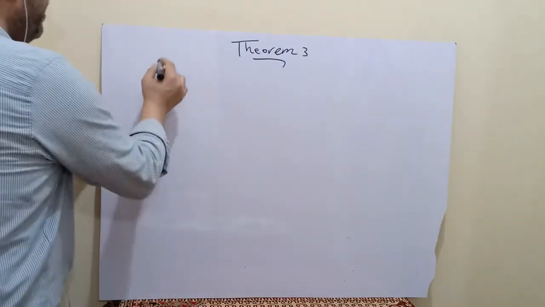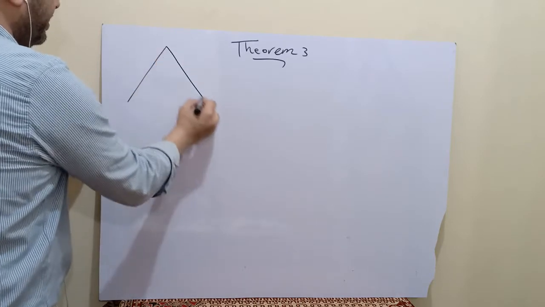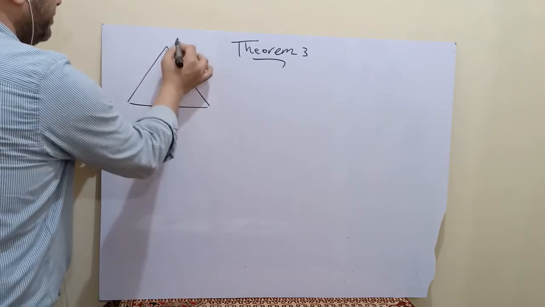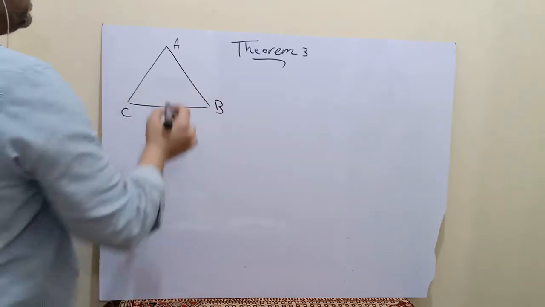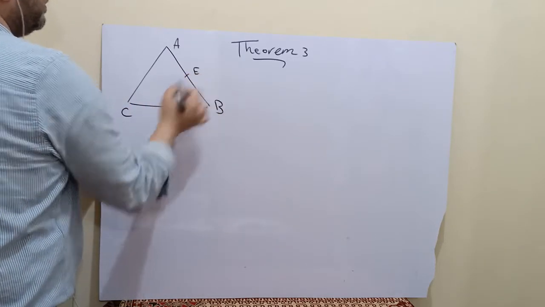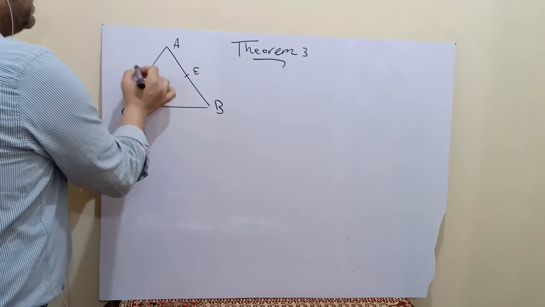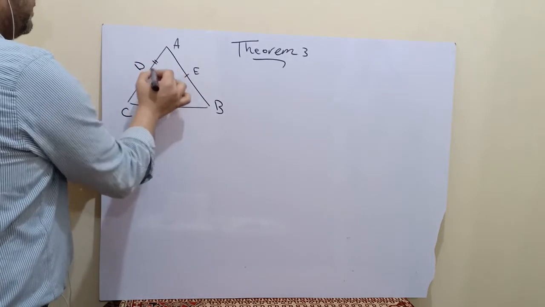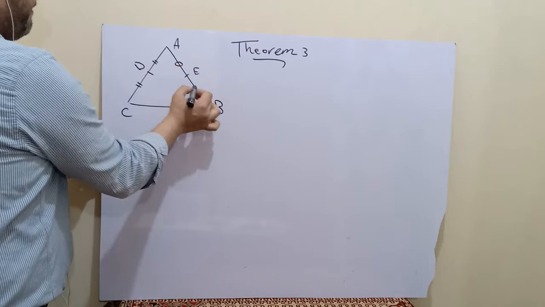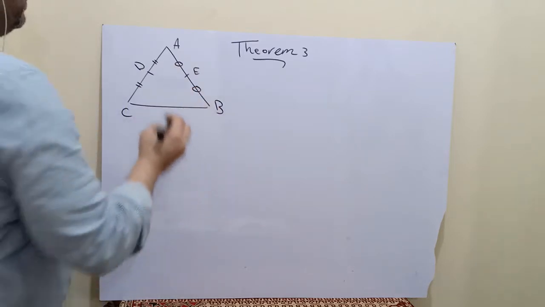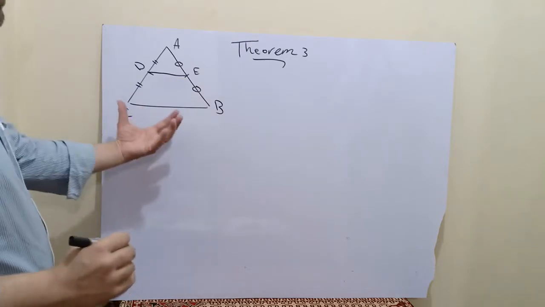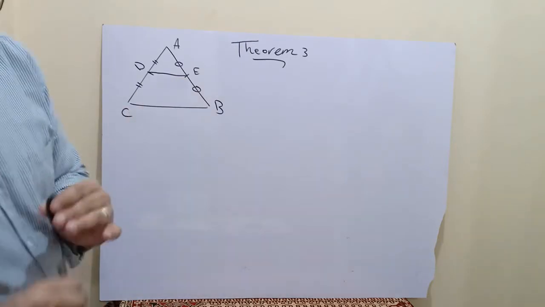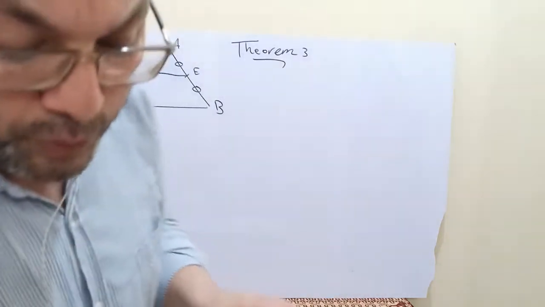Then, if we have a triangle like ABC, E is a midpoint of AB, D is a midpoint of AC. Then the length of line segment ED equal half length of BC. How to prove this theorem?